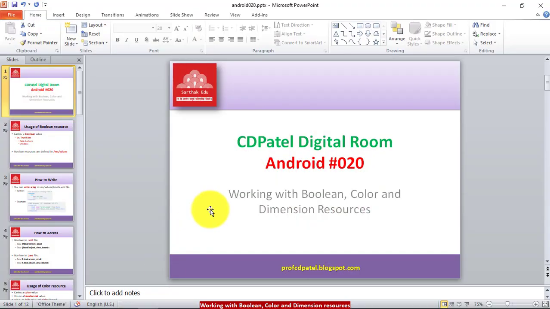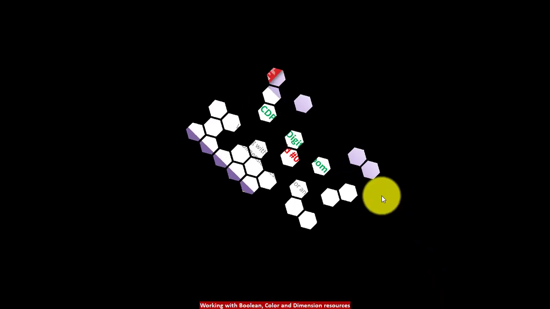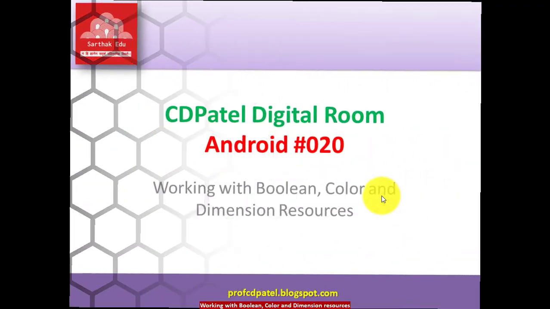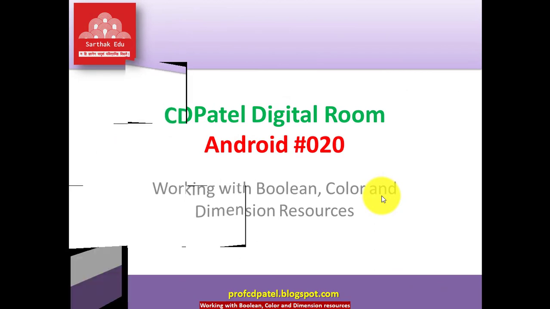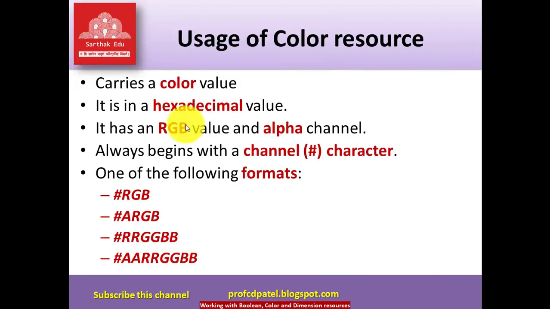Today we are going to learn working with Boolean, colors and dimension resources. Color is also important in Android Studio. Here I am going to show you what are the uses of color resources.